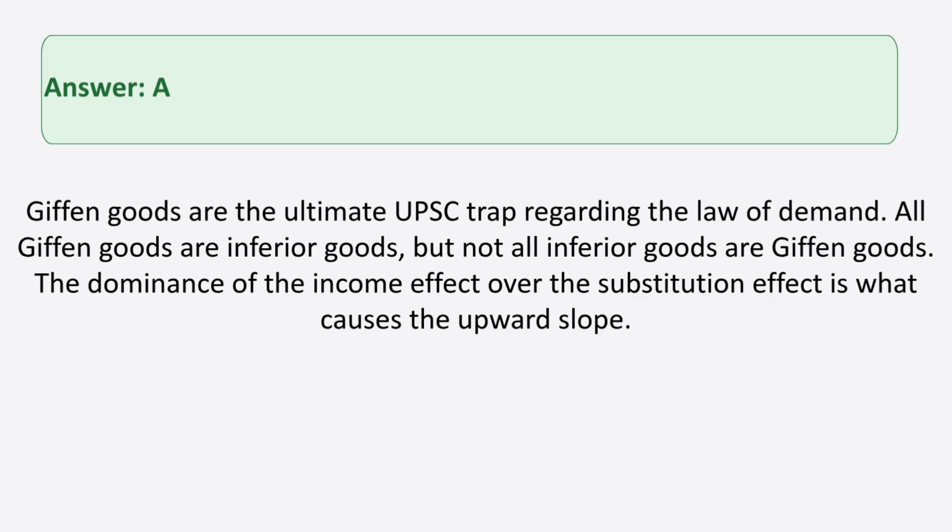Giffen goods are the ultimate UPSC trap regarding the law of demand. All Giffen goods are inferior goods, but not all inferior goods are Giffen goods. The dominance of the income effect over the substitution effect is what causes the upward slope.